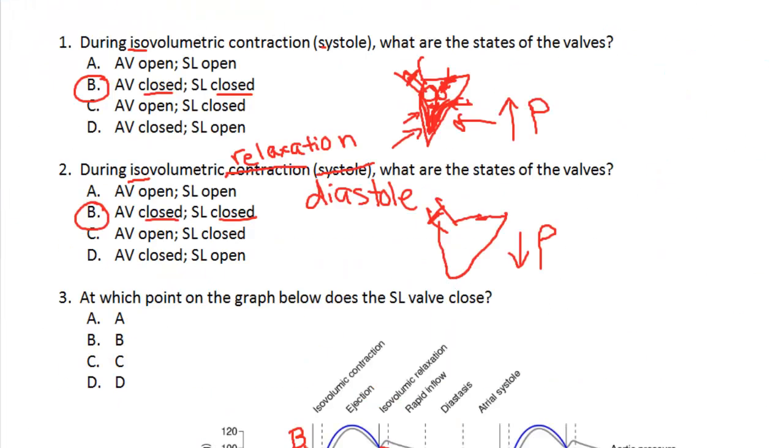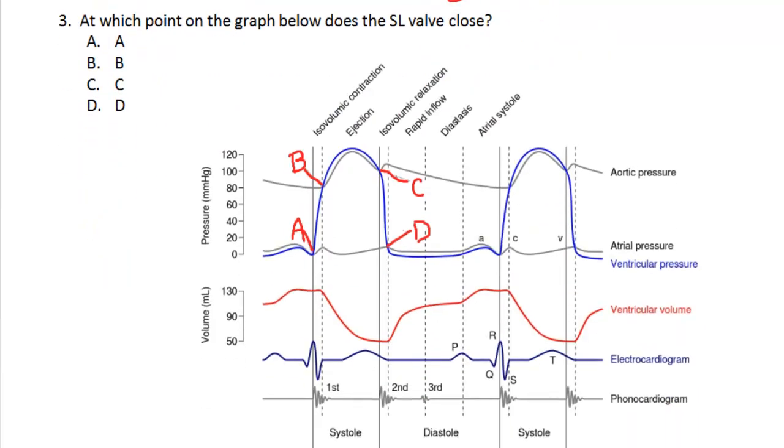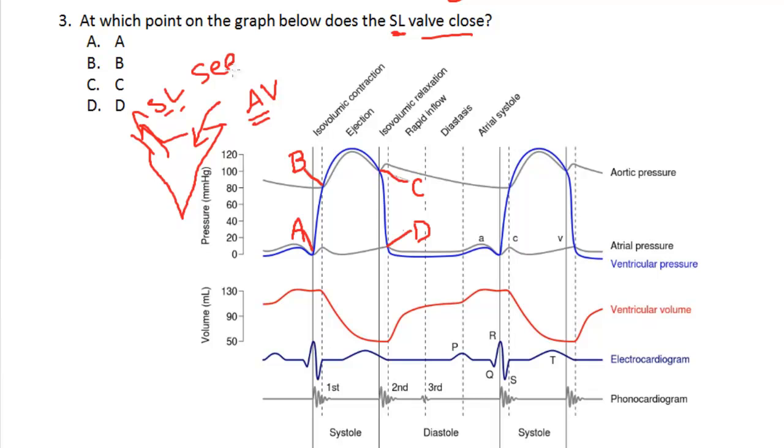So let's go do the last question here using the chart. Which point on the graph below does the SL valve close? So you know what? Here's another thing, by the way, if you want help remembering what valves to enter, which ones the leaving. So the AV, you're going to approach, go in. The SL, semi-lunar, but I call it the see ya later valve. SL, see ya later. So that's going to be the exit one. So at which point on the graph below does the see ya later valve close?